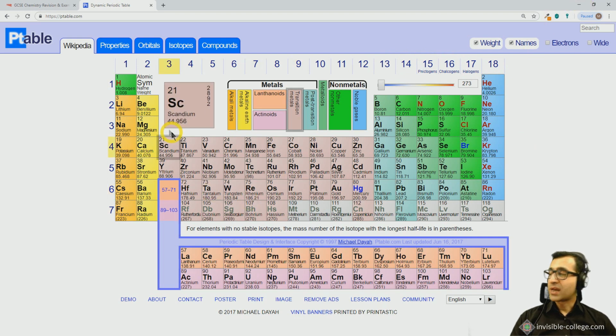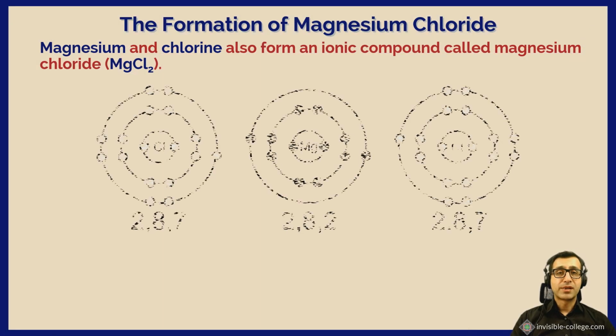Okay, so let's take a quick look at magnesium chloride. If magnesium atoms have 2 electrons in their outermost shell, then the easiest way for them to achieve stability is to give up those 2 electrons and be left with only 2 shells, full of electrons. So, this is how this occurs.